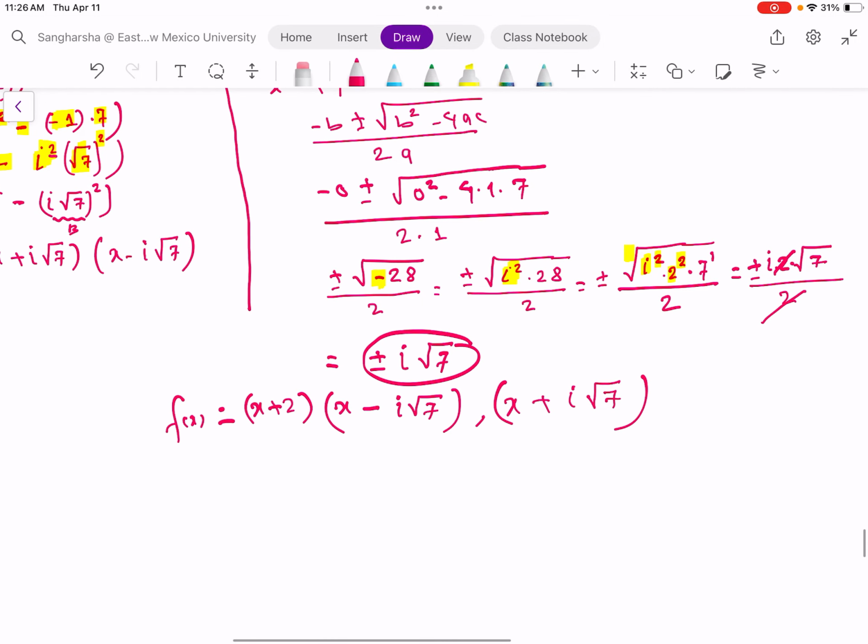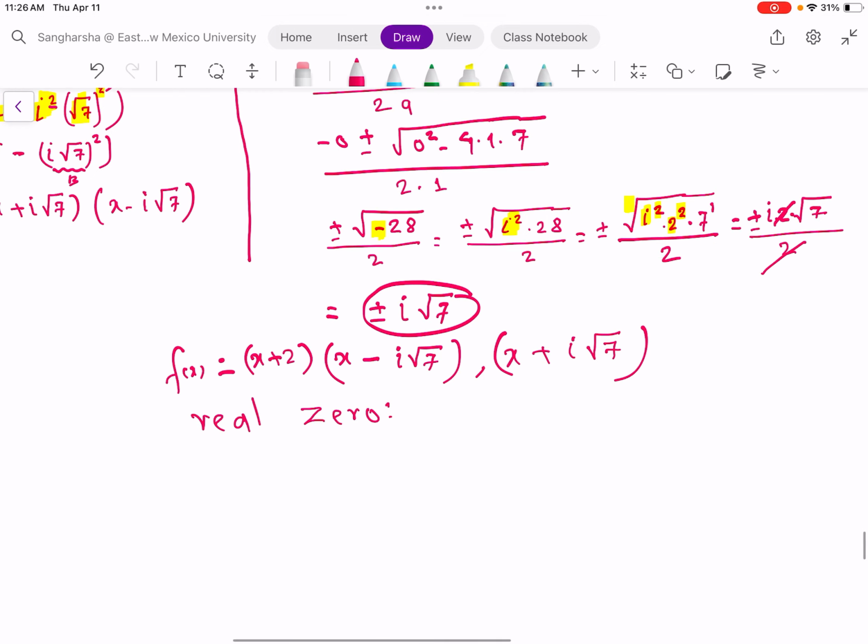Now for this function, we already know the factors. Can you tell me the zeros for this function? What are the real zeros? Let's find the real zero for this function. A real zero means a real number which gives us output 0. Can you give me a value for x such that this function is equal to 0? Negative 2. So negative 2 is a real number, so this is a real zero.